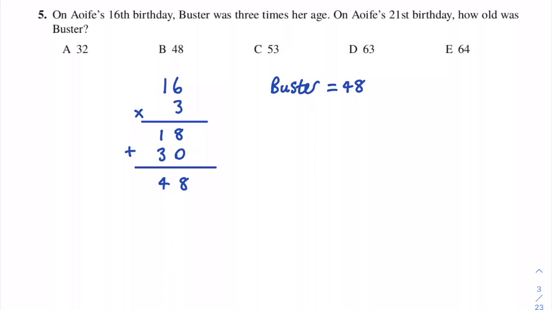So we can work out the difference between 21 and 16. 21 minus 16 gives us 5. And now all we need to do is add that age onto Buster's age. So we're going to get 48 plus 5, which is 53. So Buster must now be 53. So our final answer is C.